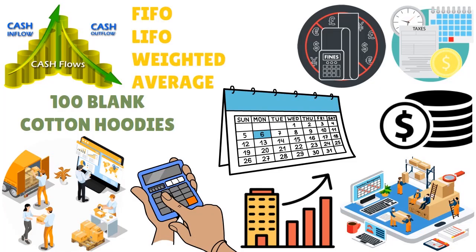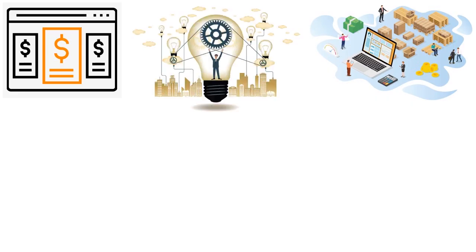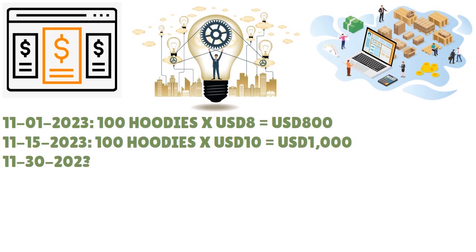To properly track inventory cost, you need to incorporate all three prices into your inventory accounting, as this will directly impact your cost of goods sold and inventory's overall value. You would record the inventory purchases as follows. I'm going to put this on the screen so you have a clear idea. We have three lines: the first 100 hoodies at $8, 100 hoodies at $10, and 100 hoodies at $9.